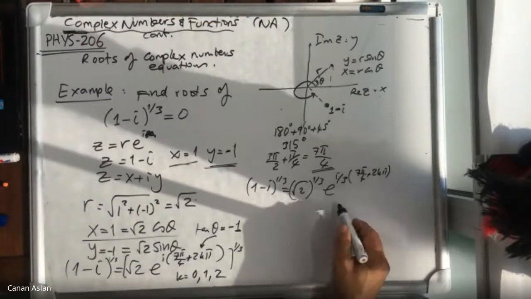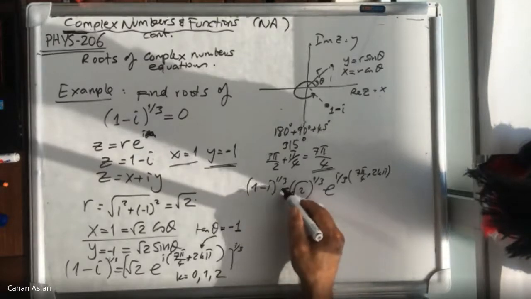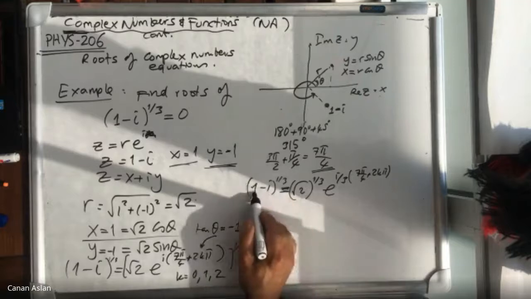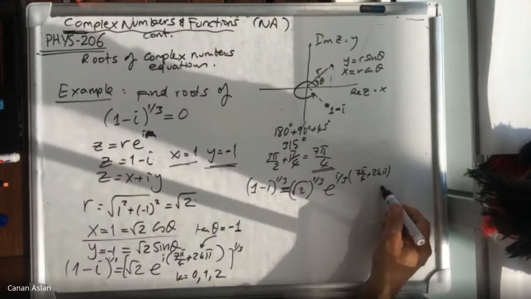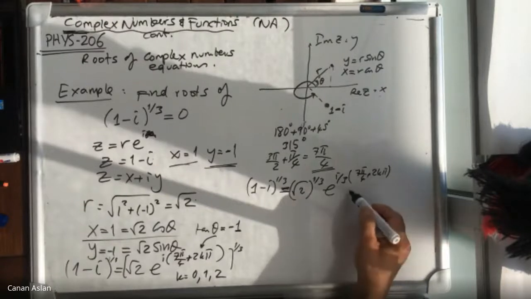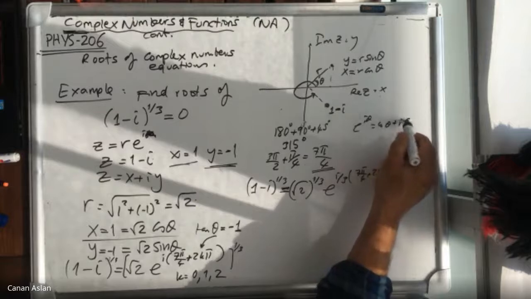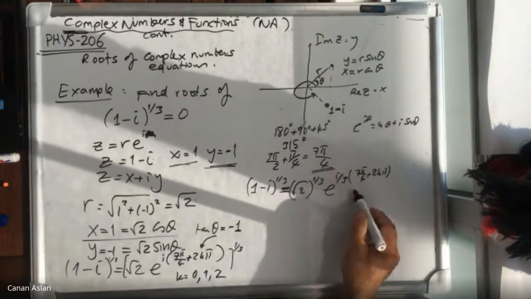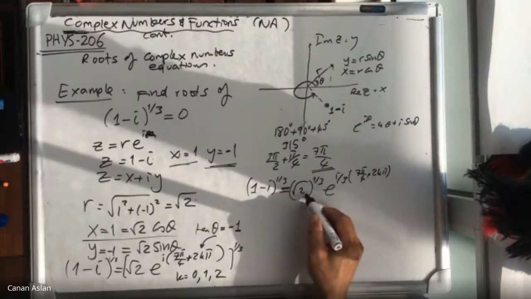So we have done it. So this is how you can represent this thing. Instead of 1 minus i, we can write this as like that in polar form. Okay, so we know that e to the i theta is cosine theta plus i sine theta. So now we can write this in cosine and sine, so that this is now 2 to the 1/6.